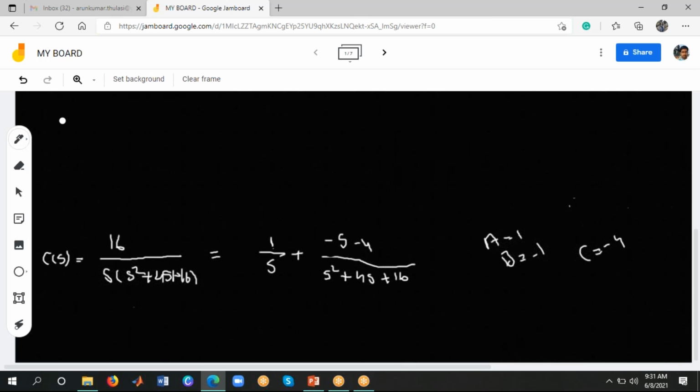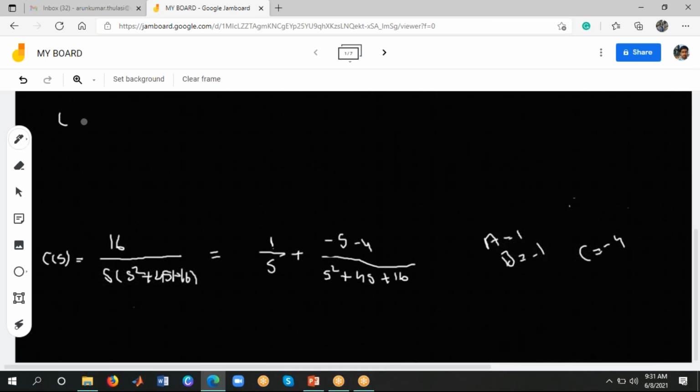So here I will write the transfer function beforehand, because we need it when we find the time domain specifications. So 16 divided by s square plus 4s plus 16. So this is our transfer function. This is the equation used for the time domain specifications. So keep it like that. Now let us find the response.